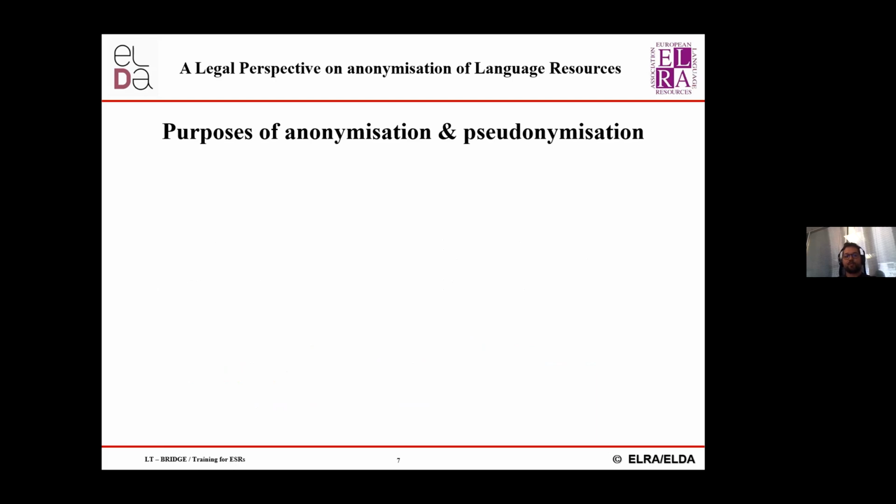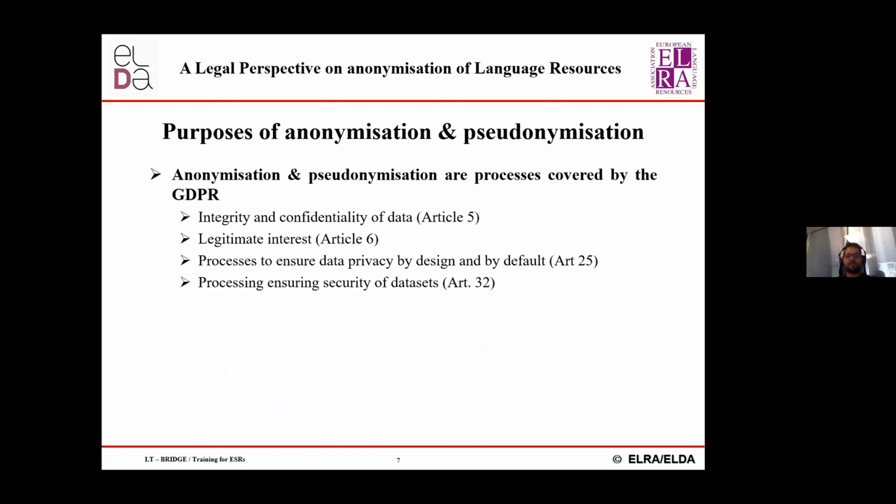So, what are the purposes of anonymization and pseudonymization? Anonymization and pseudonymization are processes covered by the GDPR because the GDPR includes all processing of personal data. They are linked to personal data, and they are covered by some articles because they help perform obligations such as the integrity and confidentiality of data under Article 5 of the GDPR. They can stem from the legitimate interest of the controller. The controller may have a legitimate interest to anonymize the data in order to distribute them or have them more secure.